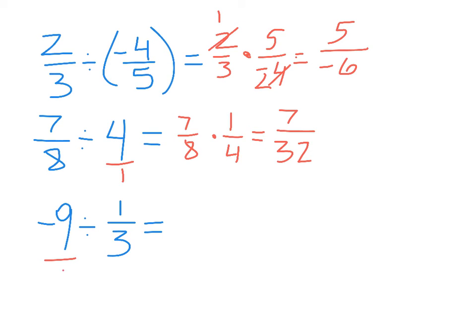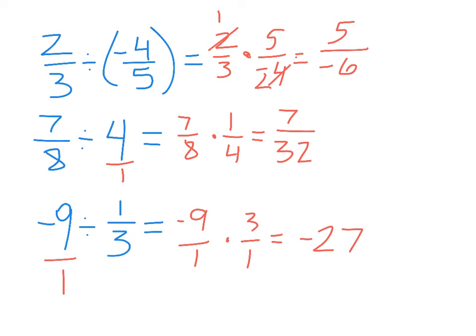Making sure we change our whole number into a fraction there, -9 over 1 divided by 1/3, so that essentially becomes -9 over 1 times 3 over 1. You can kind of forget the 1 in the denominators here. Really all we're doing is -9 times 3, which is -27.